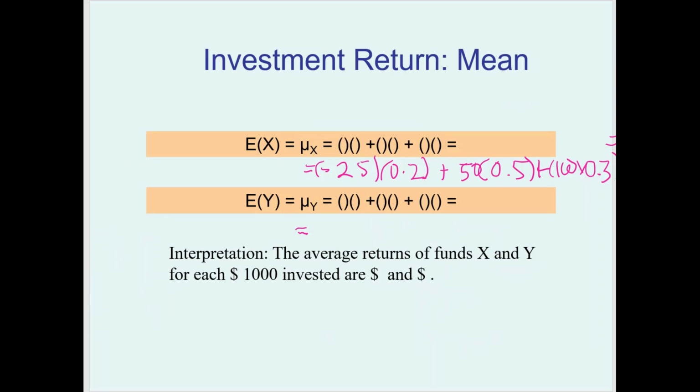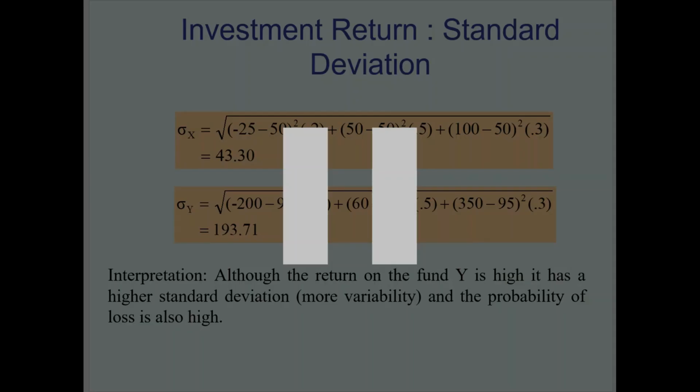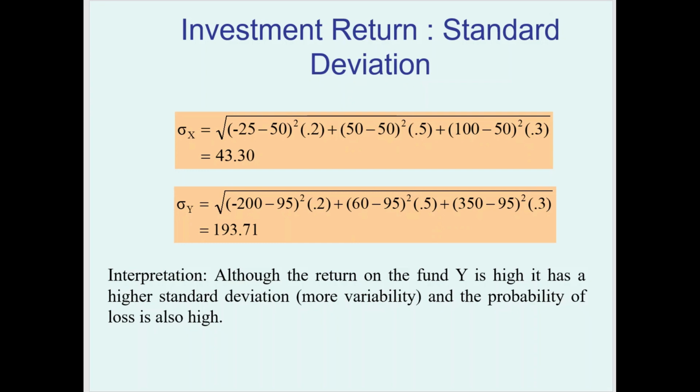Okay, so the average returns of fund X and Y for each 1,000 invested are 50 ringgit and 95. Okay, so clear on this? For us to calculate the mean for this example. We continue again. Investment return again for the same example for fund X and fund Y. So now we want to look at how to calculate the standard deviation.